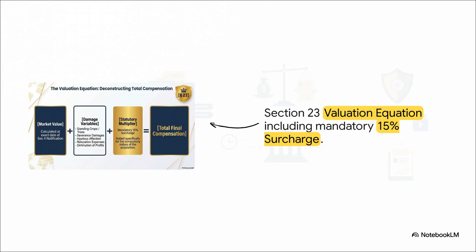To that, you add specific damage variables. This could be standing crops, severance damages, or relocation expenses. And then finally, you tack on a mandatory 15% statutory surcharge. This surcharge is added specifically to account for the compulsory nature of the state taking the land. They don't have a choice, hence the extra 15%.